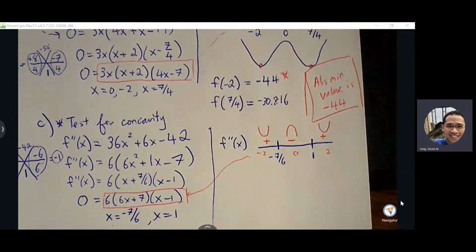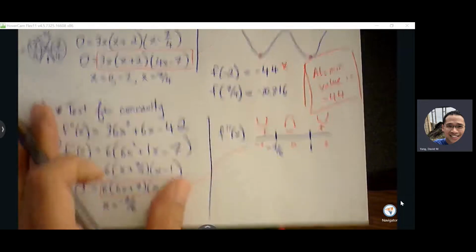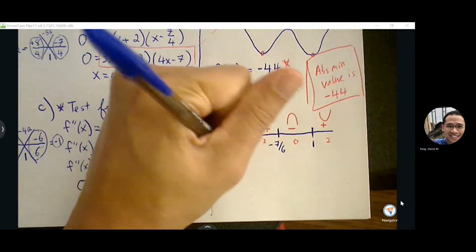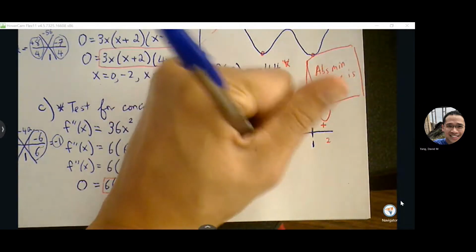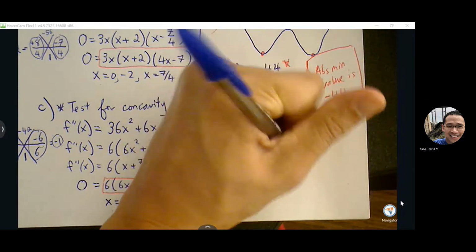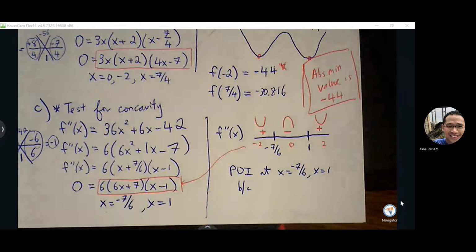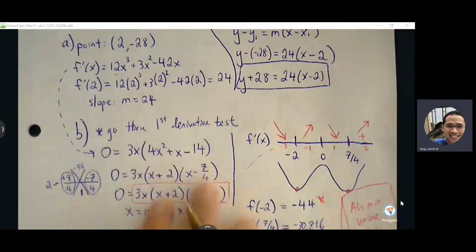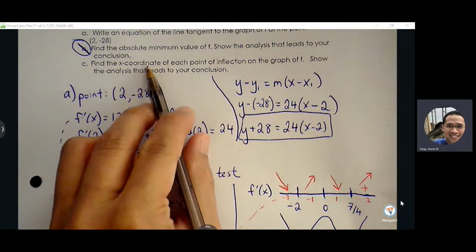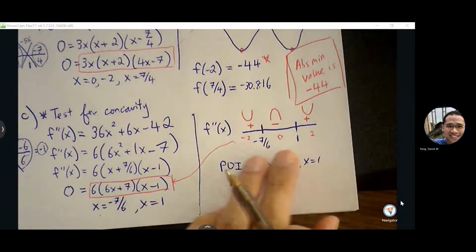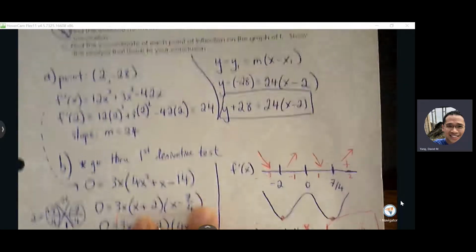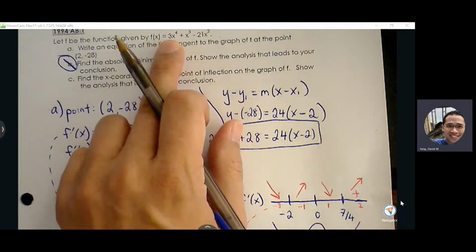Okay, so this confirms it. These candidates do end up being points of inflection because f double prime changes signs. POI. Parentheses, 1 comma. Normally we would, but here the direction just says find the x coordinate. But if it says find the ordered pairs, then yes, I will have to insert these x values back into the original function to get their y values.